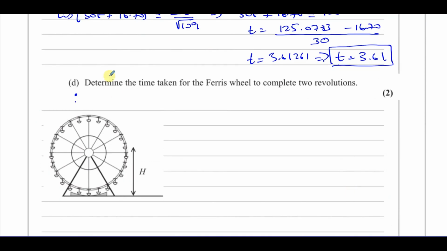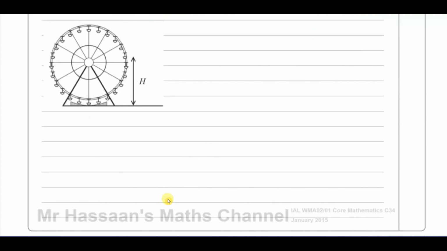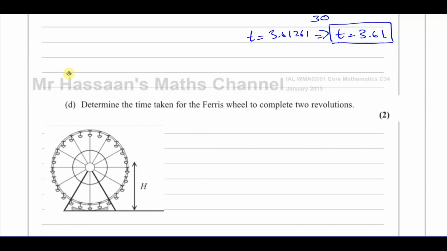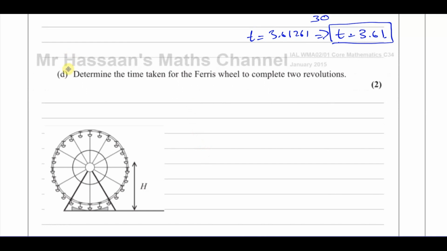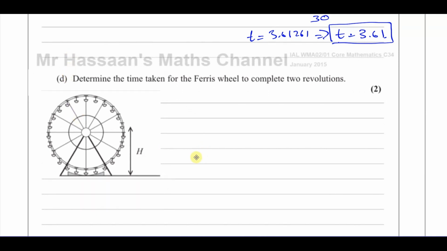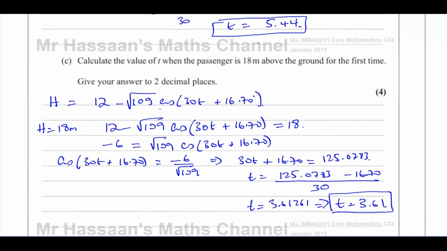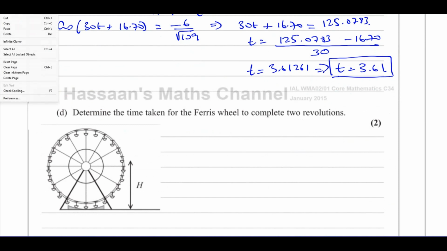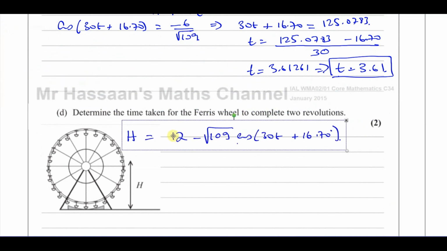Now for part D. It says, determine the time taken for the Ferris wheel to complete 2 whole revolutions. All right, so we got to find the time it takes to complete 2 whole revolutions. Now, there's a number of ways of doing this. The most obvious way to me is to do the following. I think there's a way of doing it by looking at this equation, but to me the most obvious way of doing this, if I was doing this in an exam, is I would use my answer that I got here.